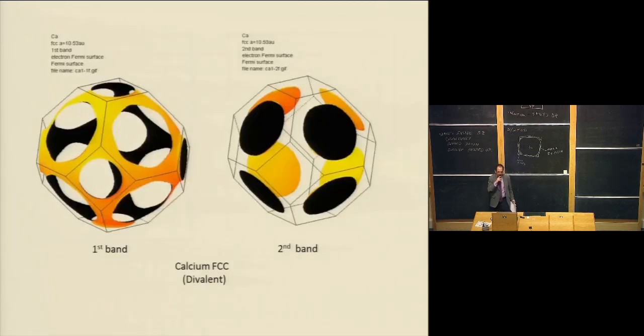There it is. So in fact, with calcium, even though it's divalent, with 2 electrons per unit cell, it actually has two bands which are partially filled. The first band is mostly filled, and the second band, although mostly empty, still has a couple of electrons in it, so it's actually metallic. Okay? So this is the general structure of a lot of bands in many materials.